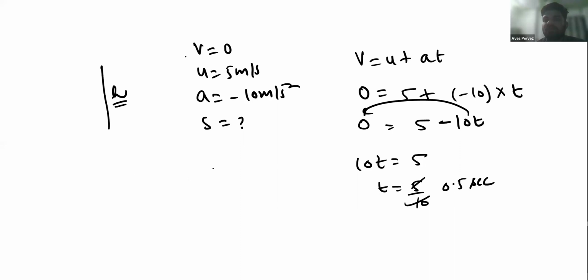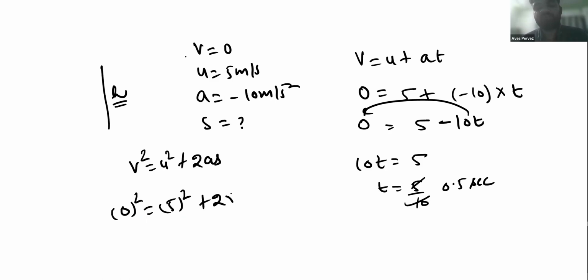The third equation. Do you understand? In which equation we don't have t? In the third equation of motion. So we write v square is equal to u square plus 2as. What is v? Final velocity is 0, so 0 square is equal to u square, u is 5, 5 square plus 2 into a, a is minus 10, into s, you need to calculate.